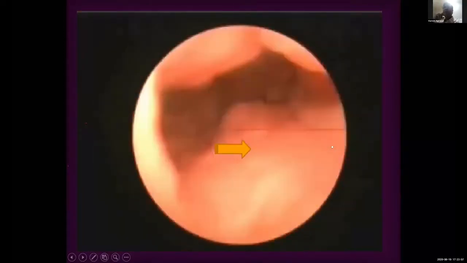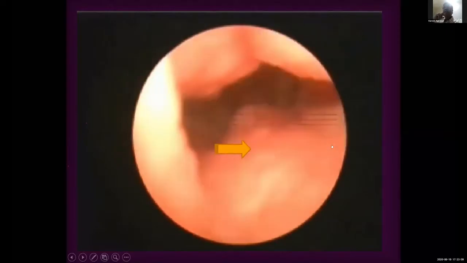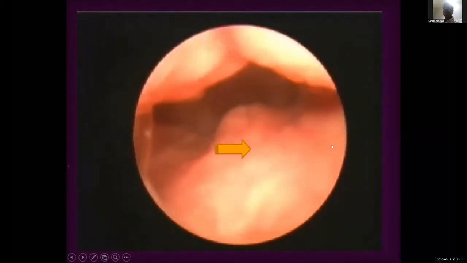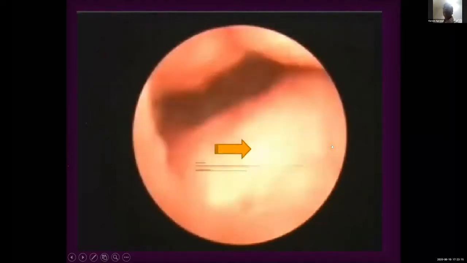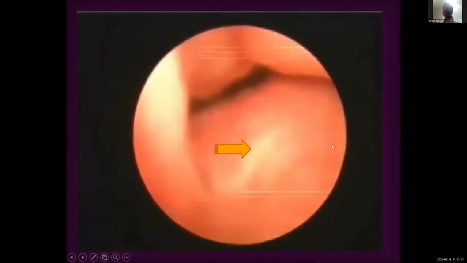And you can see the rigid endoscope, once it is inserted, it goes there and it sits right over the pharynx without any manipulation because it has got that 70 degree.